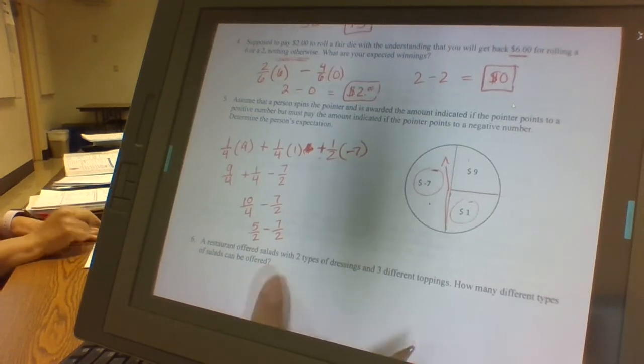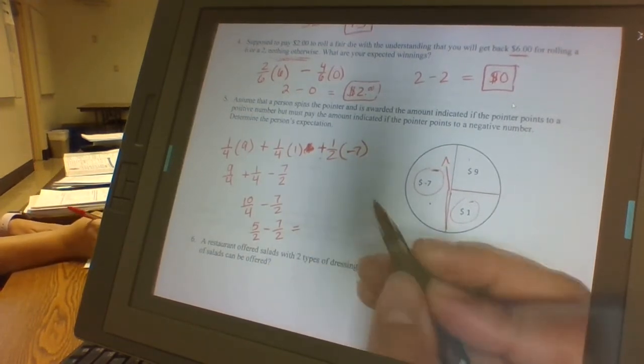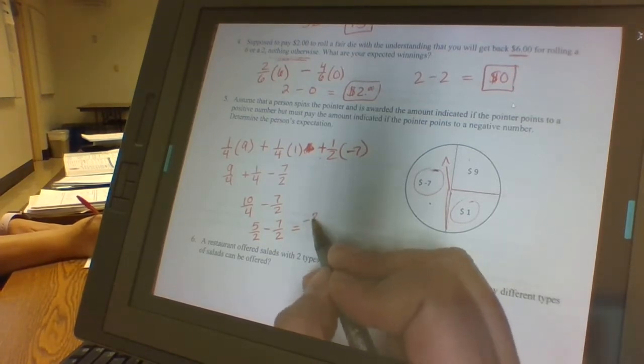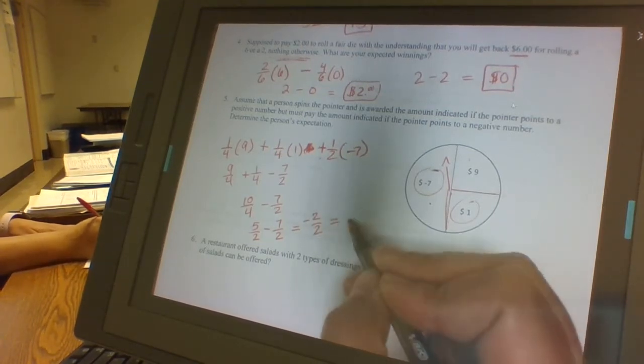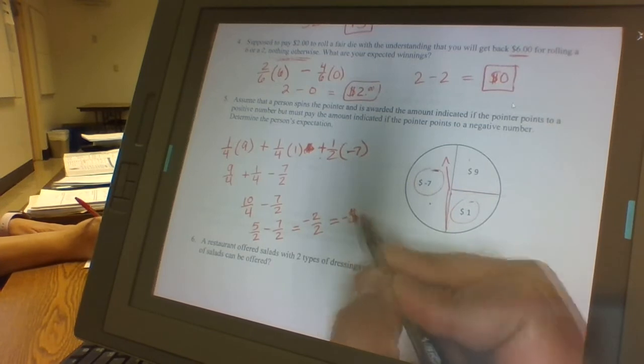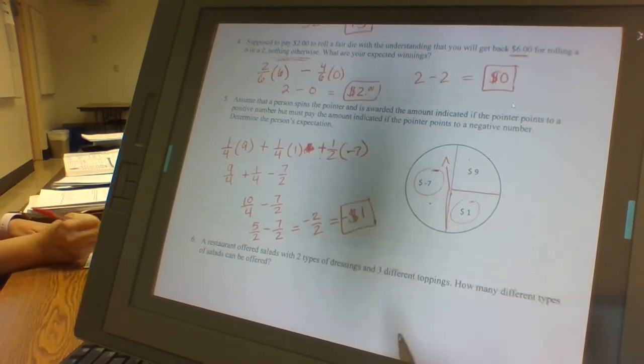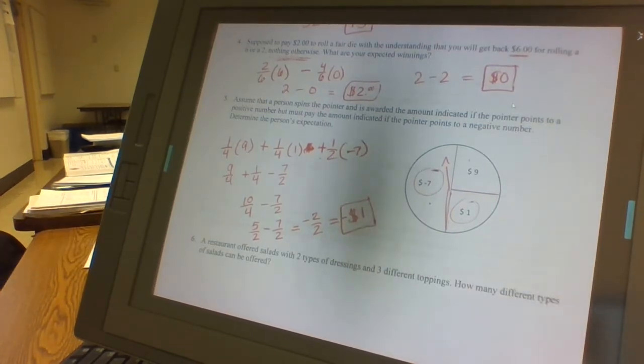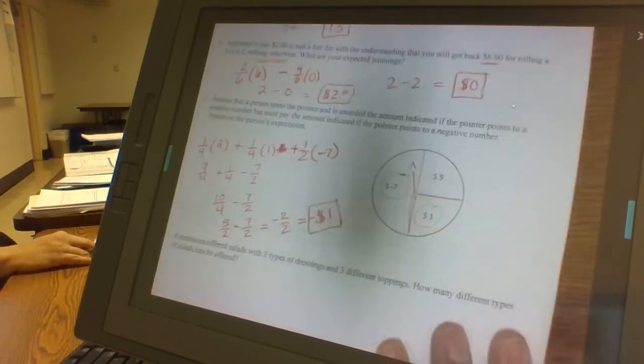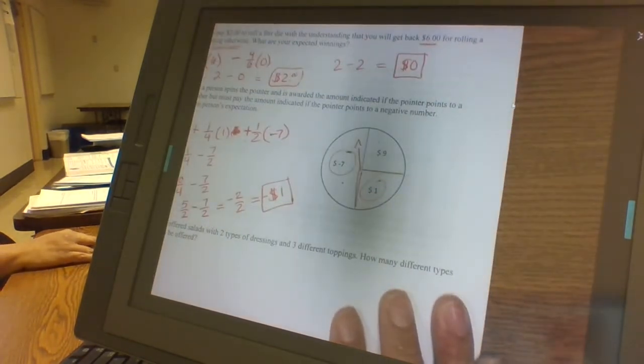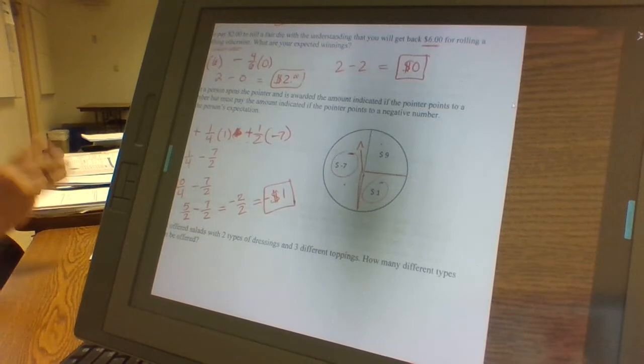Can I subtract those? What's 5 minus 7? -2/2, which is -$1. Because we're talking about money. So how much are they expected? -$1. Is it worth you playing on this roulette? No. Not even.